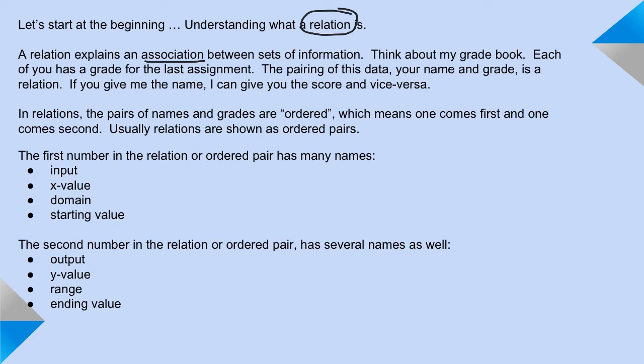In relations, the pairs of names and grades are ordered, which means one comes first and one comes second. Usually relations are shown as ordered pairs. Now, in the past, you might have called the first number in a relation a lot of different things. Maybe it was the input or the x value. This year, we're going to call it a domain, but in the past, you might have called it a starting value. The second number in a relationship also could have been called several things. In the past, it might have been the output or the y value. This year, we're going to call it a range. In the past, it might have been the ending value.